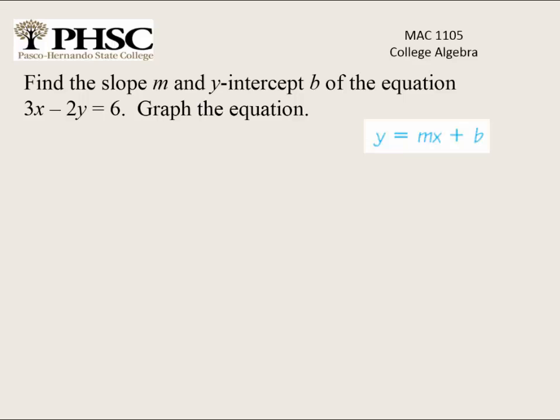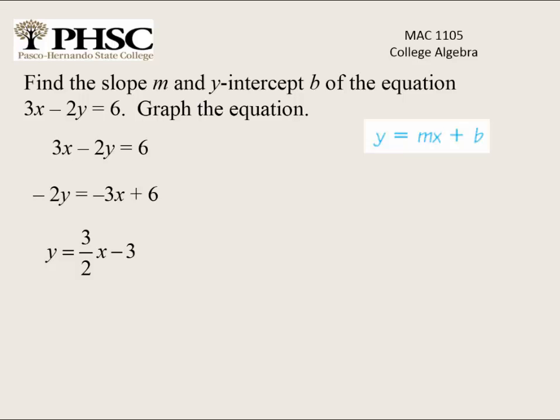So really what we're doing is we have to rewrite it and put it in slope intercept form. So I have to rewrite that so it looks like y equals mx plus b. The first thing we're going to do is subtract 3x from both sides. And then I have to divide by -2, so I have the y by itself. After I divide by -2, -3 divided by -2 is a positive 3 over 2, and then 6 divided by -2 is -3.